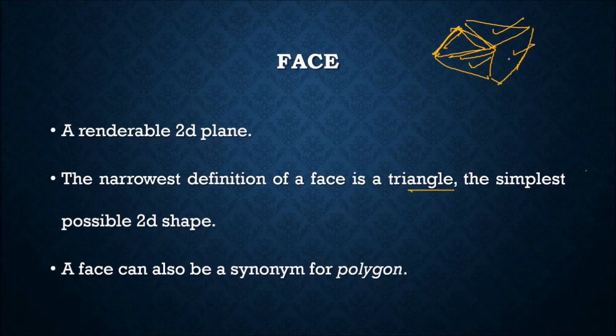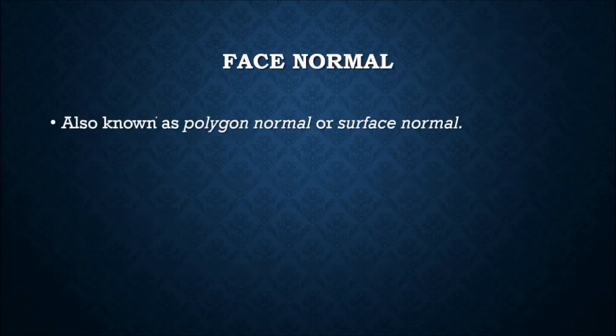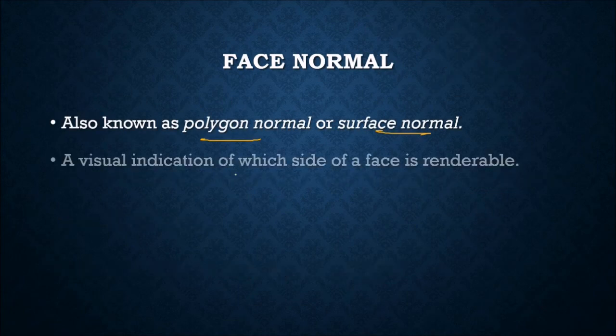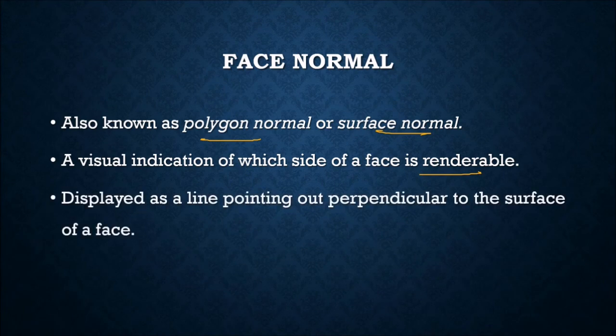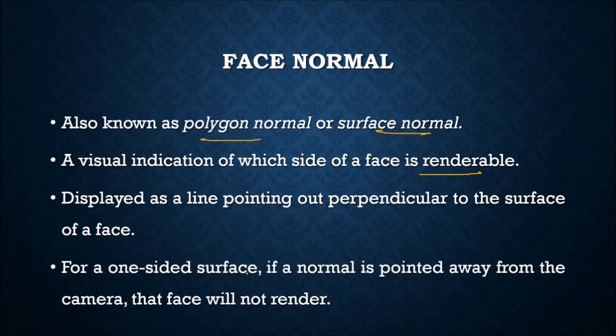What is the face normal? See, these are the faces, and if a perpendicular is drawn to a face, this is the face normal. Also known as the polygon normal or surface normal, it is a visual distinction of which side of a face is renderable and displays as a line pointing out perpendicular to the surface of a face, as we have just seen. For a one-sided surface, if the normal is pointed away from the camera, the face will not render.